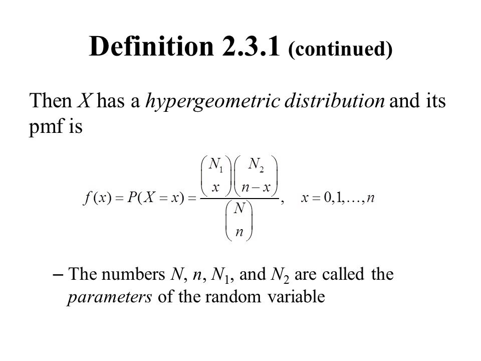Now these numbers capital N, little n, N1 and N2 are called the parameters of the random variable. That's a term that we're going to be using frequently throughout the rest of the semester. A parameter is simply a constant that's used within the distribution or the probability mass function.